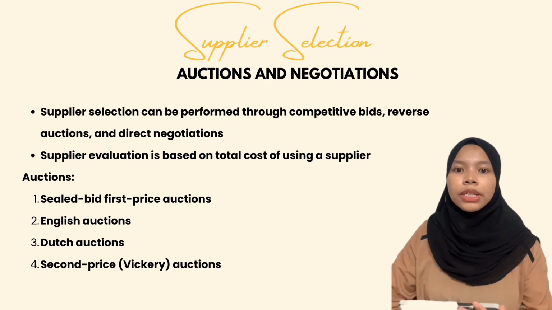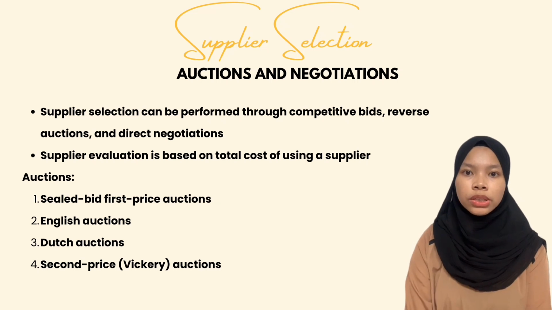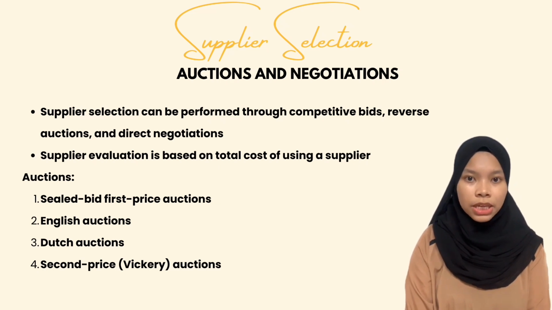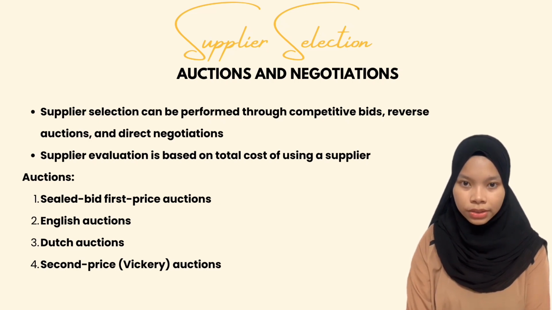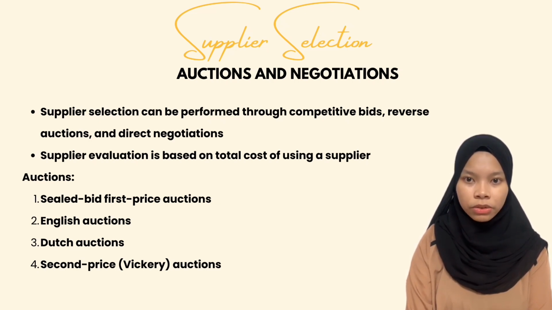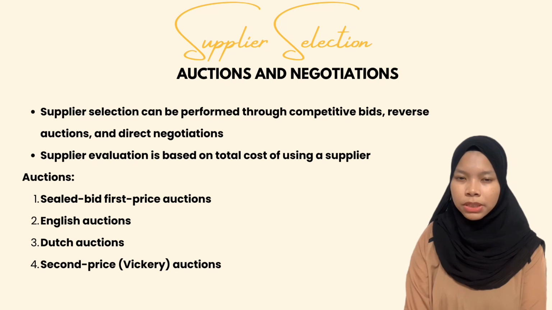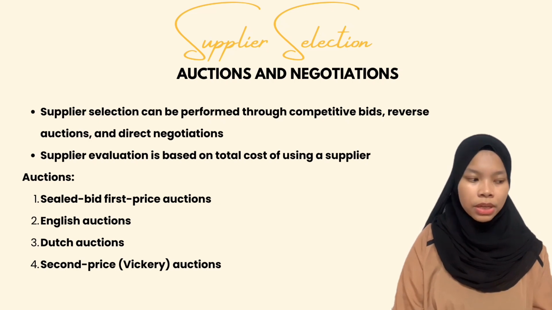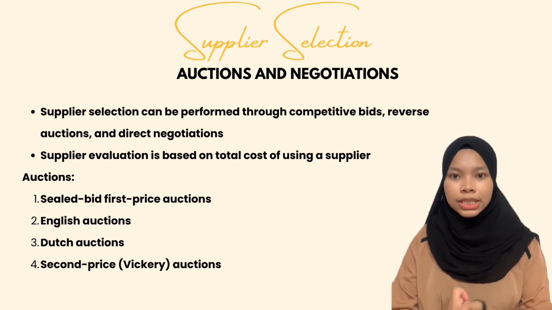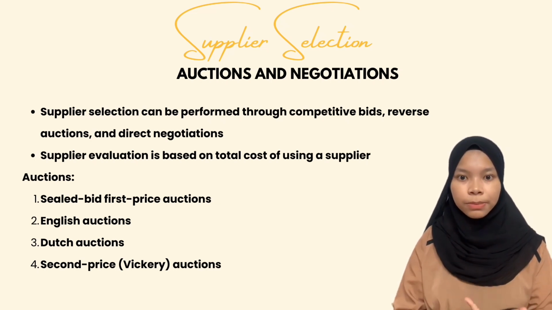Okay, now we move to supplier selection with auction and negotiation. The company must decide whether to use single sourcing or multiple suppliers before selecting suppliers. Supplier selection can be performed through competitive bids, reverse auction, and direct negotiation. Supplier evaluation is based on the total cost of using a supplier. When a supplier must make a significant buyer-specific investment, single sourcing ensures the supplier's significant business. The auctions include sealed bid first price auction, English auction, Dutch auction, and second price auction.